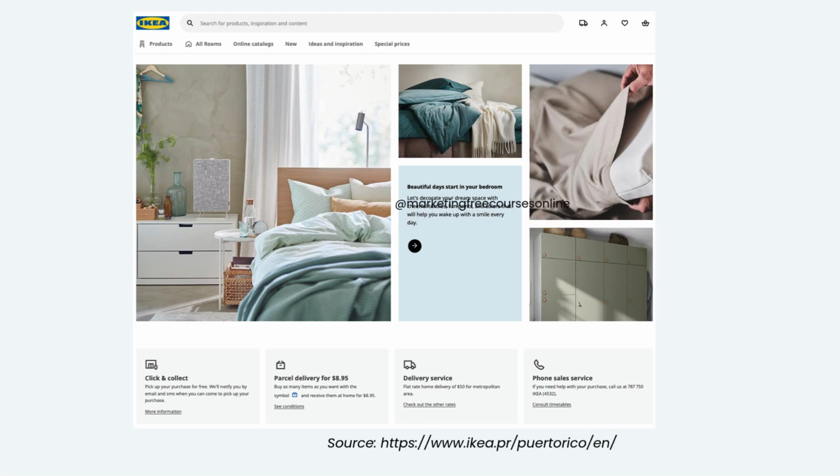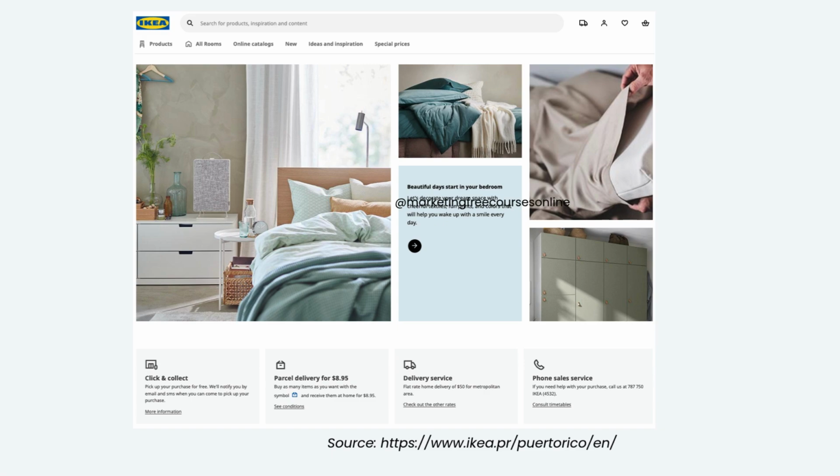Product, what you offer. IKEA sells affordable, stylish furniture, like flat-pack bookshelves you assemble yourself. Price, how much it costs. IKEA keeps prices low to attract budget-conscious shoppers. Place, where it's sold. IKEA has big stores with showrooms and an online shop for convenience. Promotion, how you tell people about it. IKEA uses catalogs, social media ads, and fun in-store experiences to attract customers.